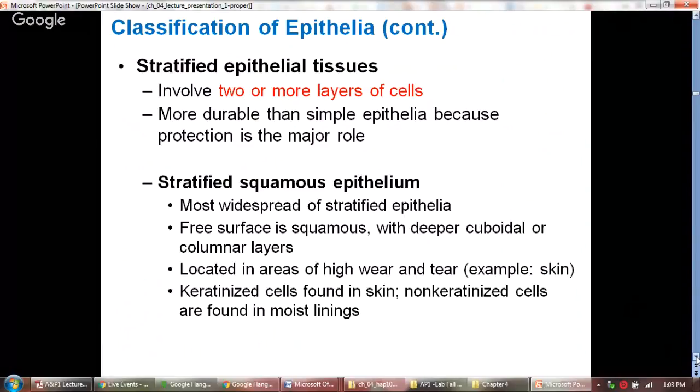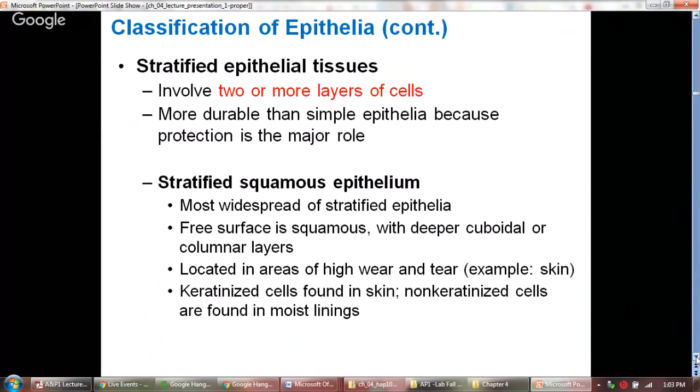If you think about it, the skin is considered an organ of our body, and it is the largest organ of the body. So obviously, stratified squamous epithelia would be the most widespread epithelia in our body. In stratified squamous epithelia, the free surface is squamous, which is why it is named squamous epithelia, with deeper cuboidal or columnar cell layers. It is located in areas of high wear and tear, for example the skin.